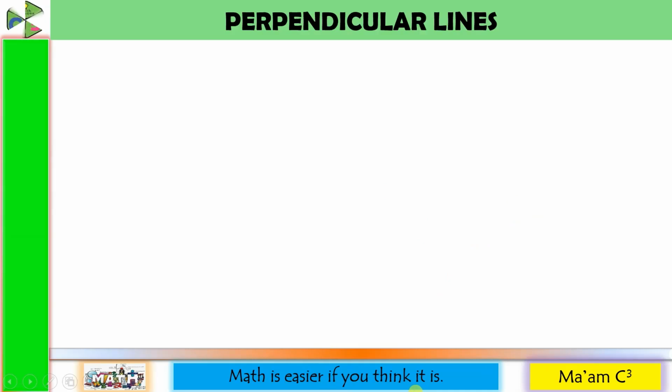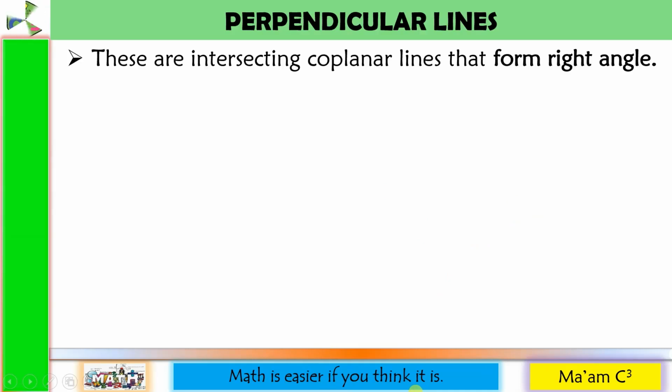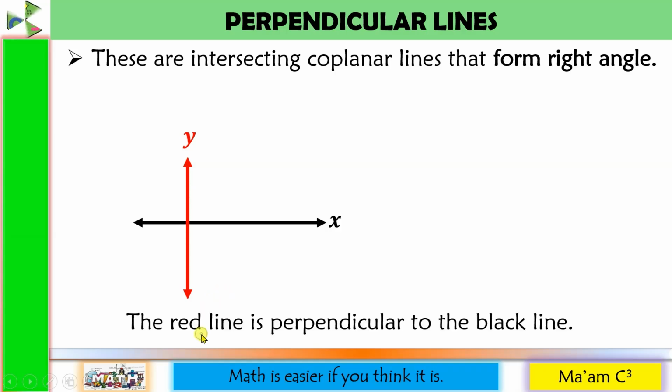Next, perpendicular lines. These are intersecting coplanar lines that form a right angle. So let's have a line, line X, and let's have another line, line Y. The red line is perpendicular to the black line. And if line Y is perpendicular to line X, then they form a right angle, 90 degrees. In fact, this one is also 90 degrees. This corner is 90 degrees as well as this corner.